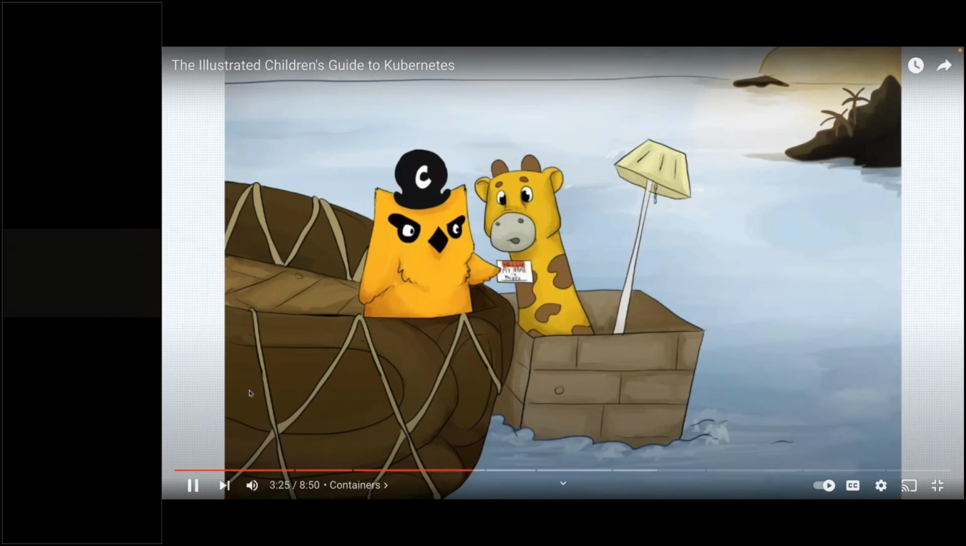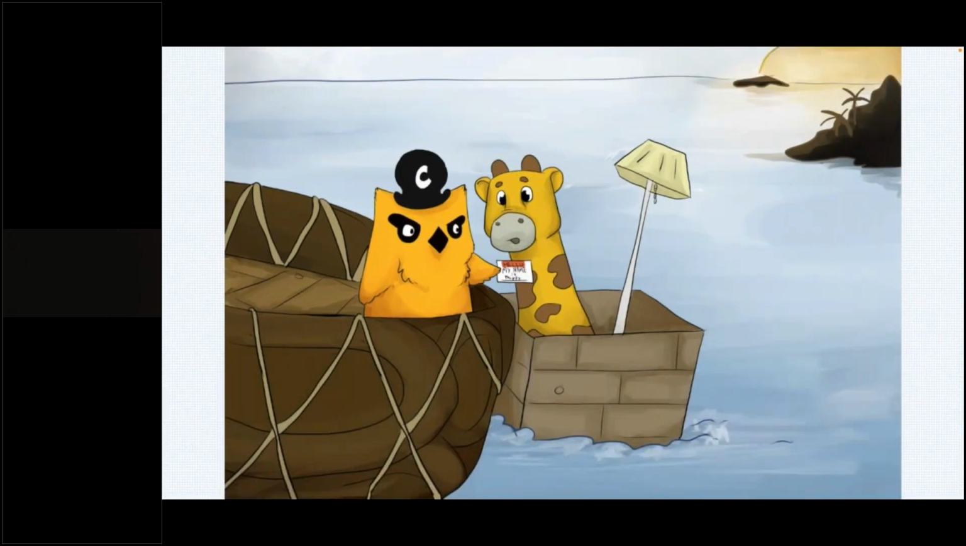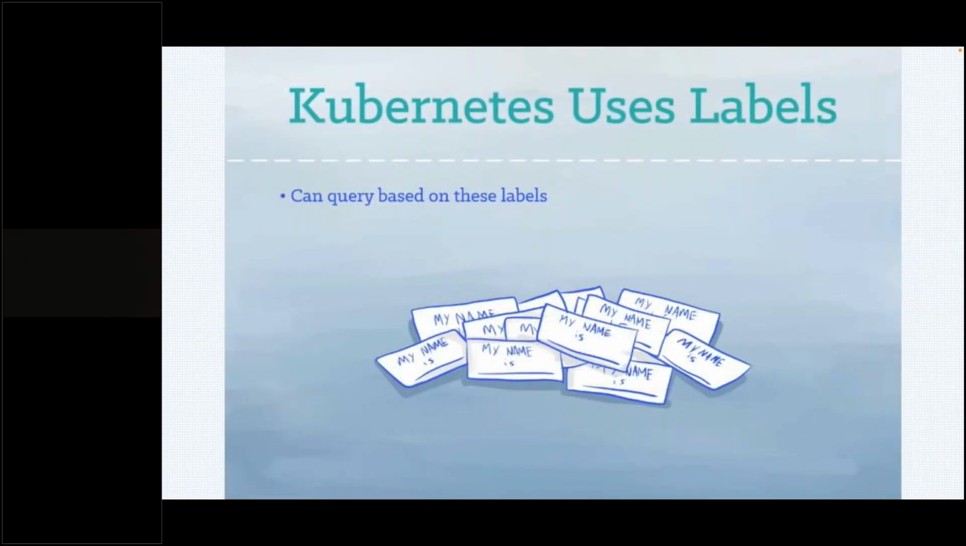"I'm Phippy," said the little app. "Nice to make your acquaintance," said the captain as he slapped a name tag on her. Kubernetes uses labels as name tags to identify things, and it can query based on these labels. Labels are open-ended. You can use them to indicate roles, stability, or other important attributes.